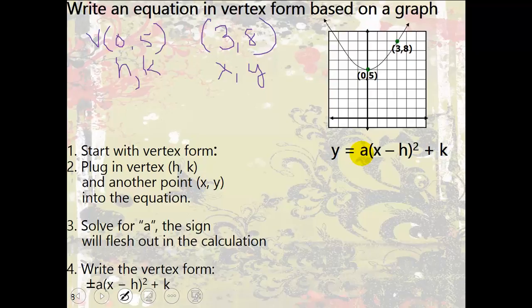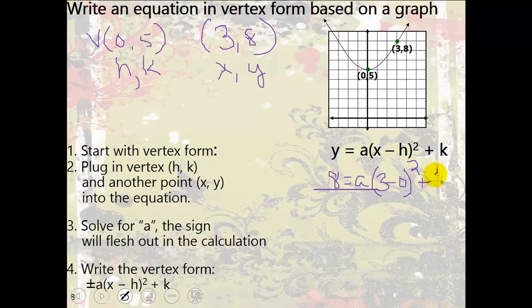So let's just plug in. Here's my y, so I'm going to plug in an 8. I don't know what a is, that's what I'm looking for. x is 3. h is 0, so 3 minus 0, and then I'm going to square it. And then plus k, which is 5.